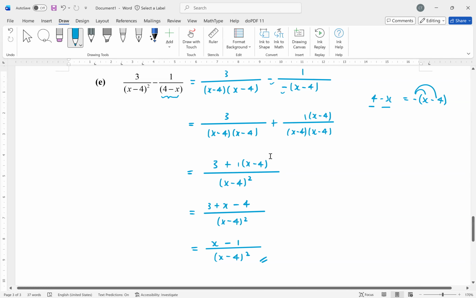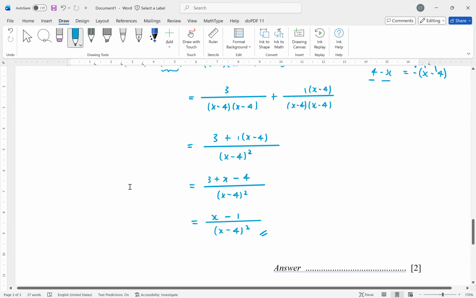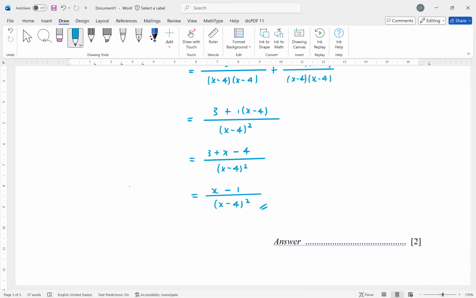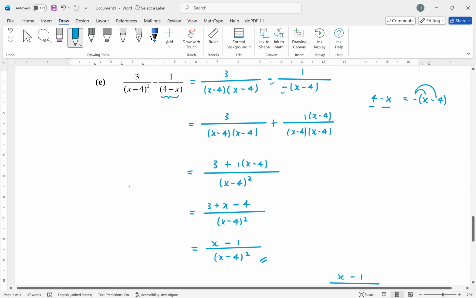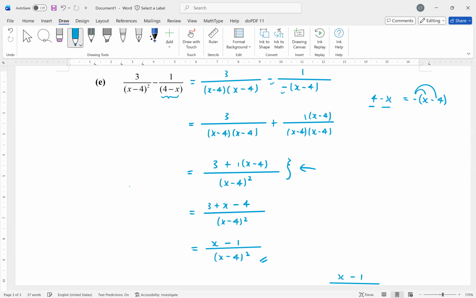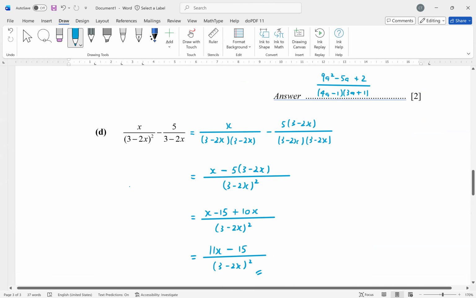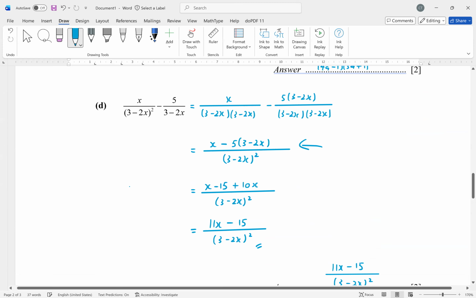You can see that to add or subtract algebraic fractions is not that difficult. We just have to make the denominator the same. Then once the denominator is the same, you can combine them together. Always remember this is a very important step. Always do this step: copy down as per normal first, then expand the bracket, and then you won't make mistakes with the sign. Don't try to open the bracket and combine at the same time. If not, you may make mistakes.